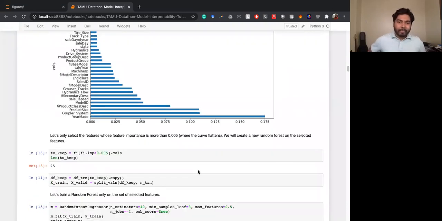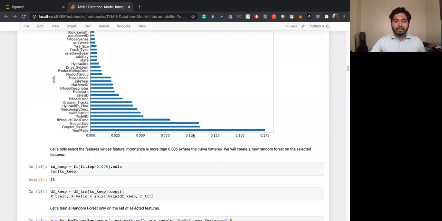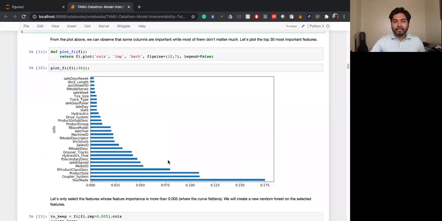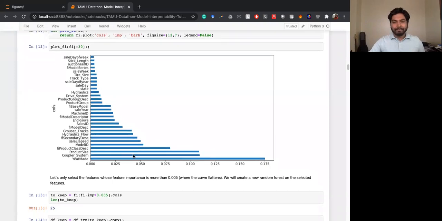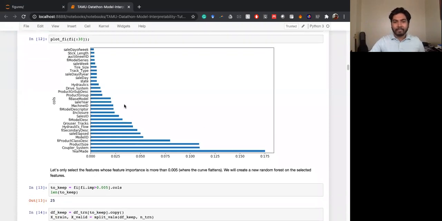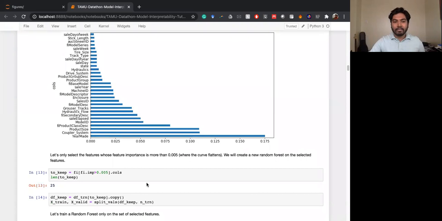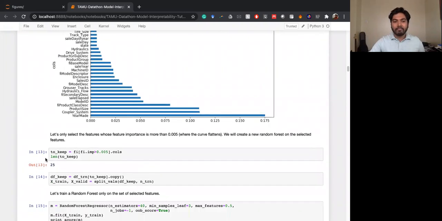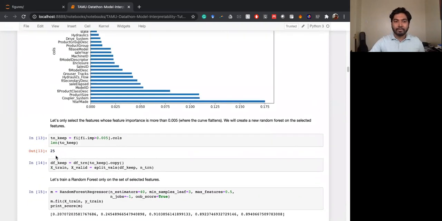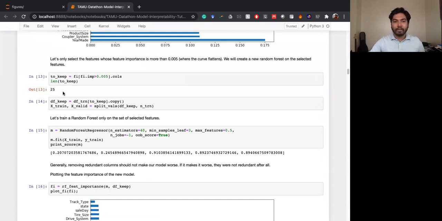You can also see that this graph develops a tail. The values start to diminish once we reach these areas. So we'll just select the most important features. After doing that, we restrict our features to 25 and then retrain our model on these 25 features.